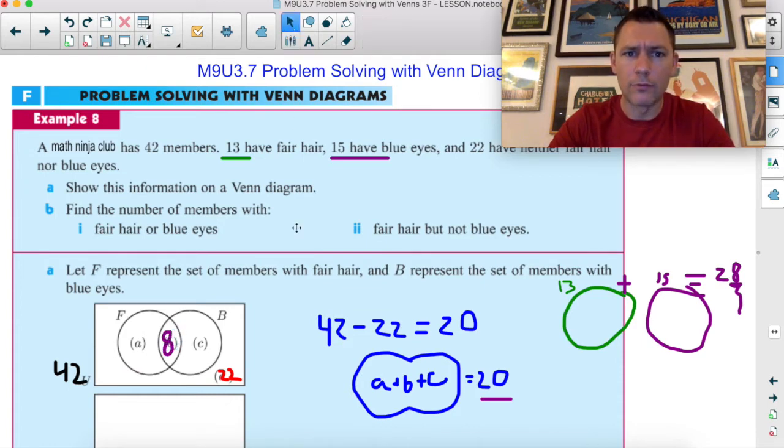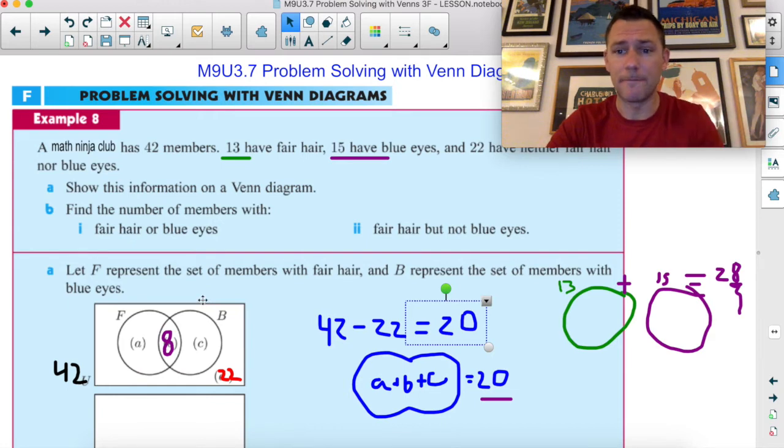So, run back through that. I know 22 are not part of the circles. I know there's 42 in total. So, subtract those. 20 have to be the circles added up, A plus B plus C.